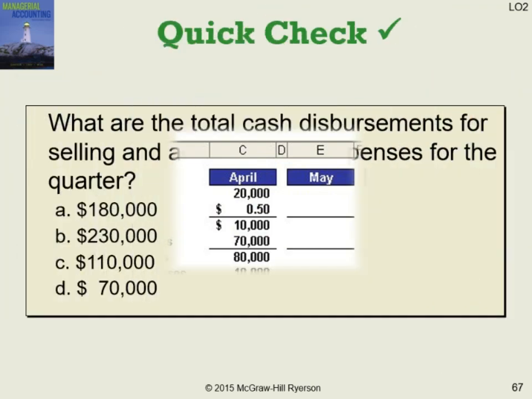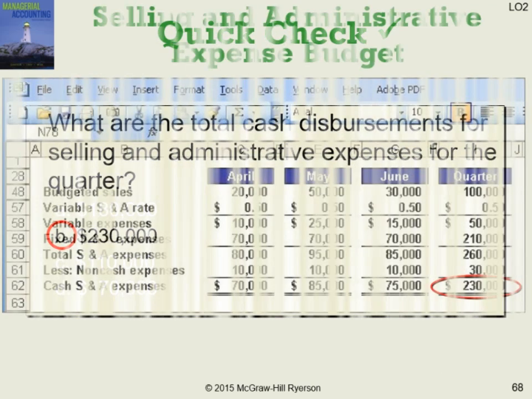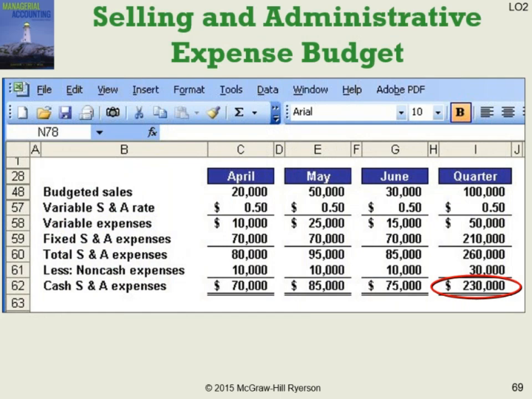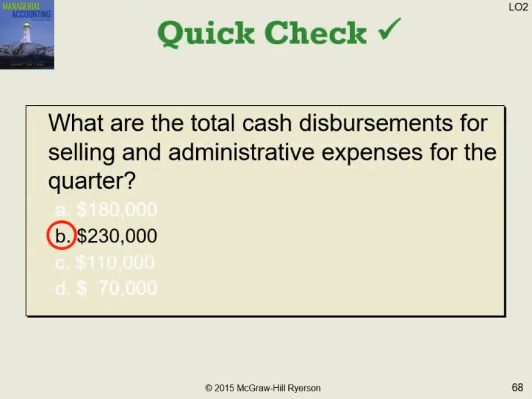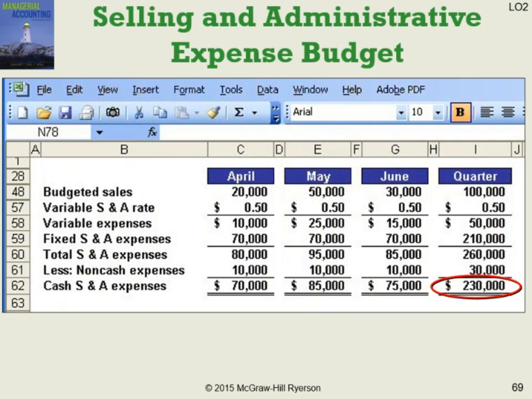We need the sales items, so let's see, it works out to 230,000. Let's see how we calculate that. I suppose I should have let you go back to the sales budget in your PowerPoints and calculate it. But 230,000 is calculated as follows. We've got budgeted sales of 20, 50, and 30 in the 3 months in the quarter, and 50 cents each. Add 70,000 each period for fixed expenses and subtract 10,000 non-cash expenses in each of them. It works out to $230,000.